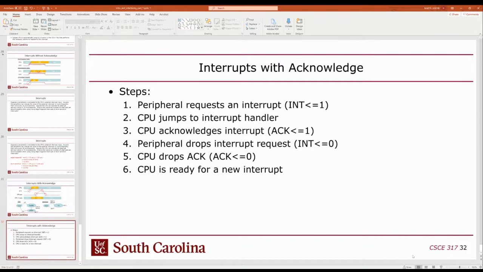I think whether it acknowledges after it jumps or after it finishes the interrupt is up to the individual system. I actually don't know how MicroBlaze and the FPGA processors handle that, but they acknowledge it when they decide to service the interrupt. And then the peripheral drops the interrupt request, and then the CPU will drop the acknowledge, and then the CPU is ready for another interrupt from that same peripheral.